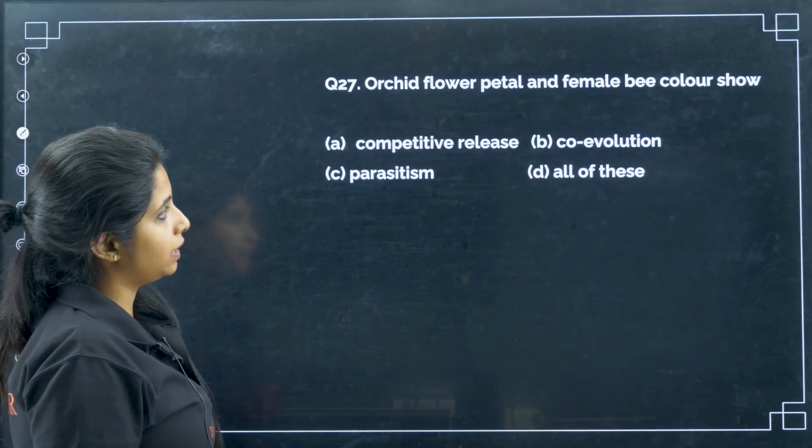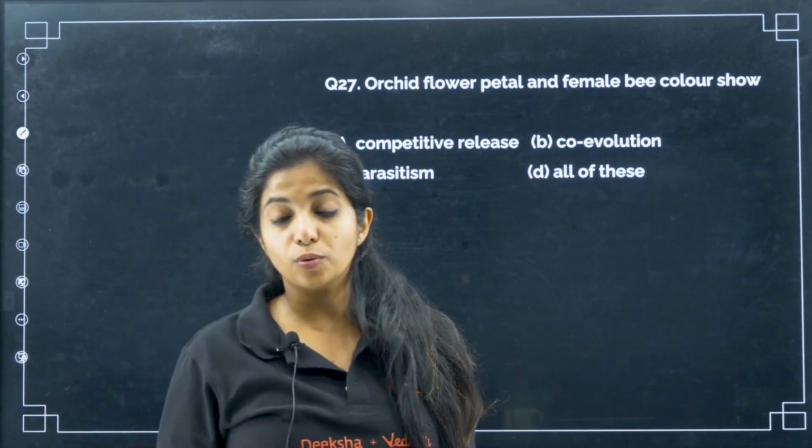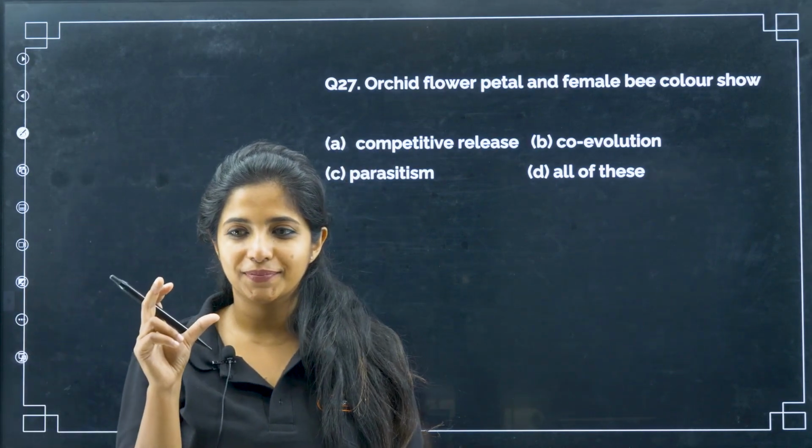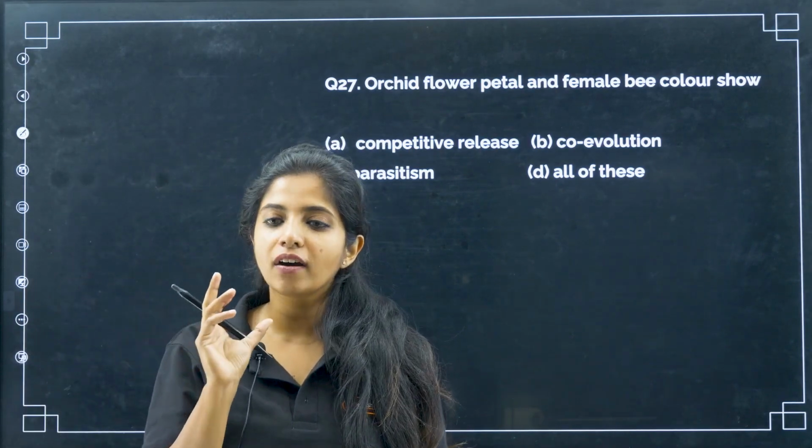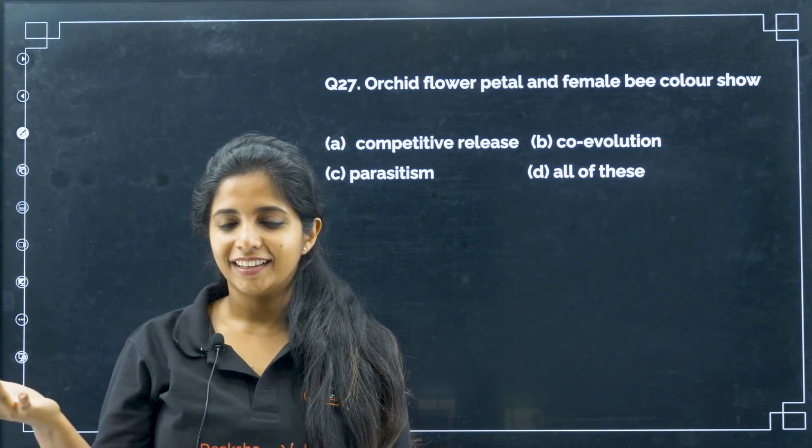Now, orchid flower petal and female bee show what? So, female bee color and the orchid flower petal shows what?